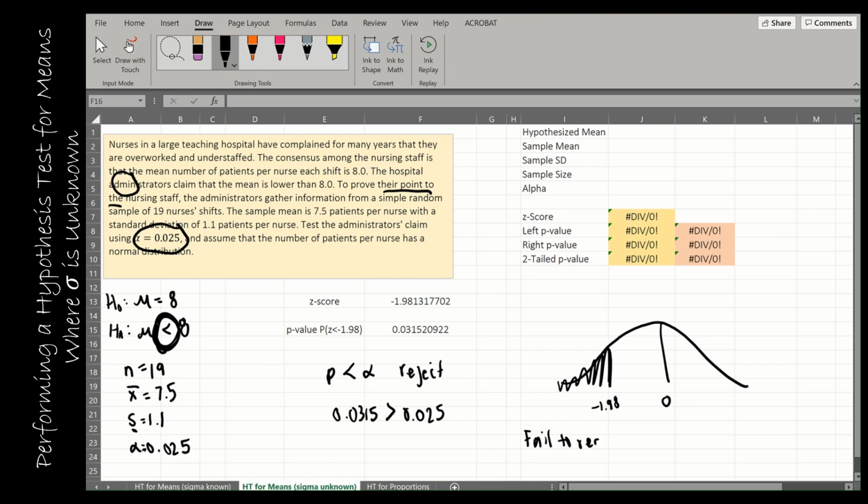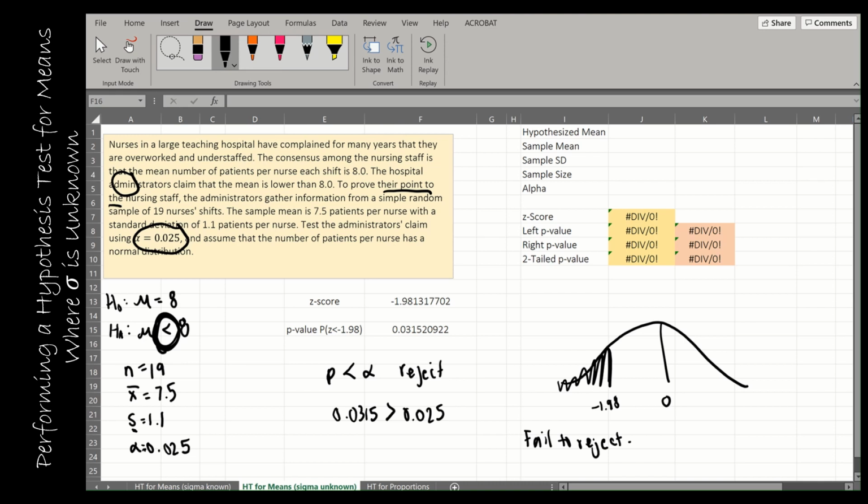But remember, what does that mean in context? Fail to reject. We can interpret the conclusion of failing to reject to mean that the evidence collected is not strong enough at the 0.025 level of significance to reject the null hypothesis in favor of the administrator's claim. Essentially we're saying we don't have enough evidence to say that the mean number of patients is less than 8. So for now, we're just assuming it is 8. So yay nurses, you were right.